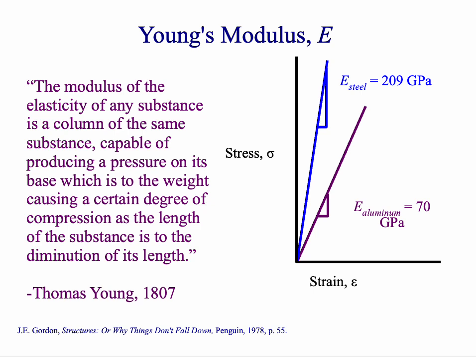It took 50 years before engineers accepted this idea, because Young defined modulus before stress and strain were invented. Today, we define it as the slope of the stress-strain curve, stress divided by strain. And you can see from the graph that steel is stiffer than aluminum. It has a bigger Young's modulus.